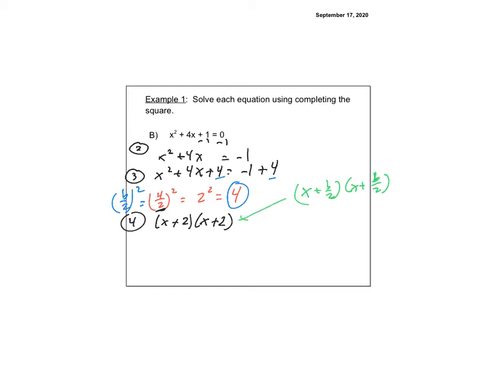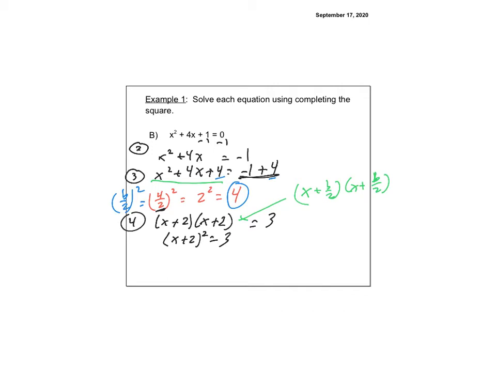All right, or you can think about factoring this. What times what gives you 4 and adds to give you 4? That would be 2 and 2. And so then over here, negative 1 plus 4 gives us 3. All right, I'm going to write it as one term over here, x plus 2 squared equals 3.